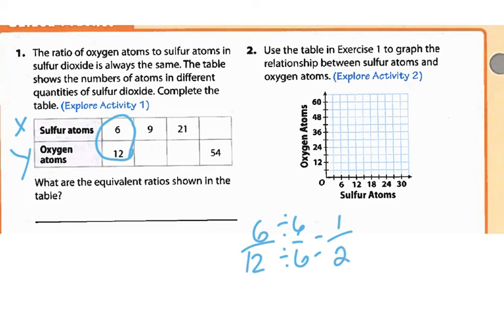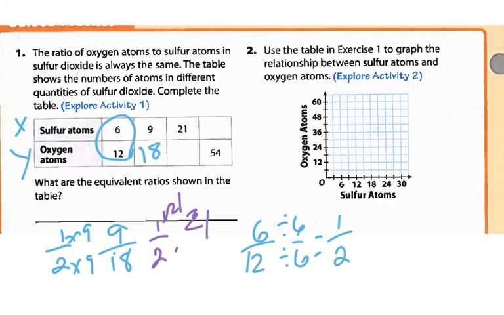Then I can fill in this table a lot easier. If I have 1/2 and I need to get to 9, how do I get from 1 to 9? I'm going to multiply by 9, so I have to multiply 2 by 9. 9 times 2 is 18, so this is going to be 18. Then if I have 1/2 and I need to get to 21, I need to multiply by 21. 2 times 21 is 42. This is going to be 42.